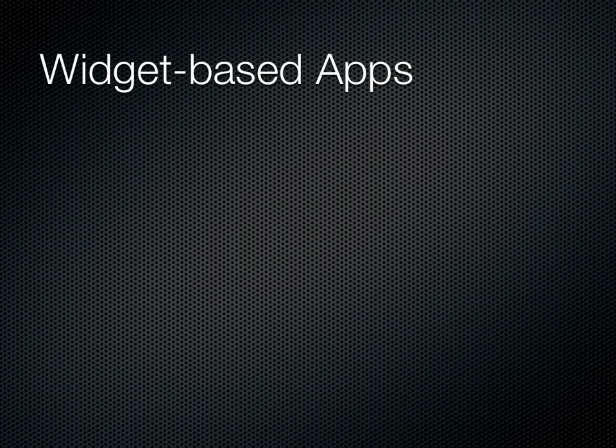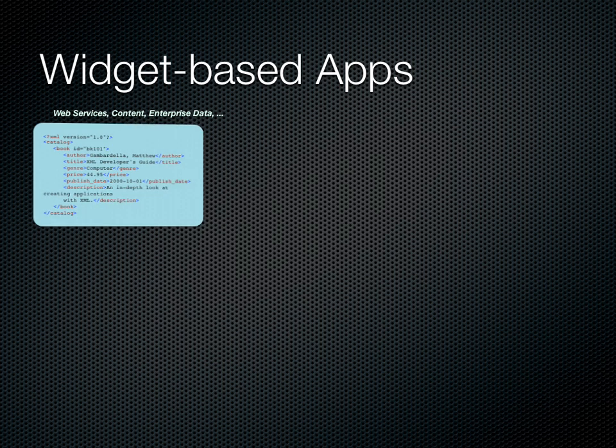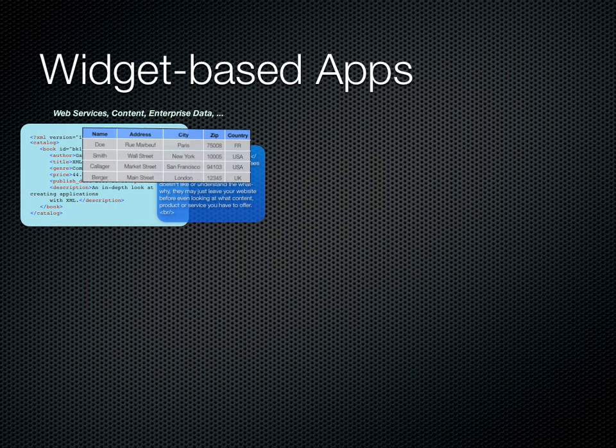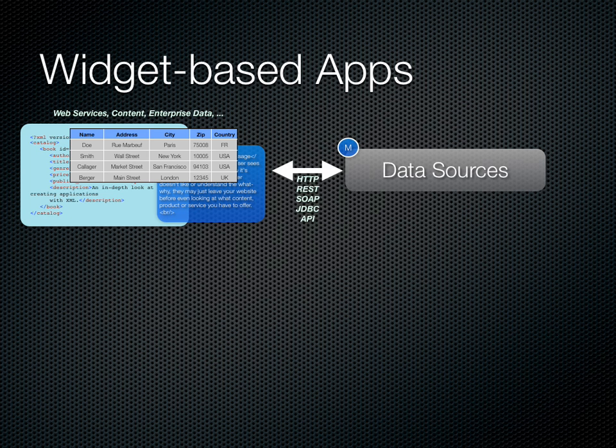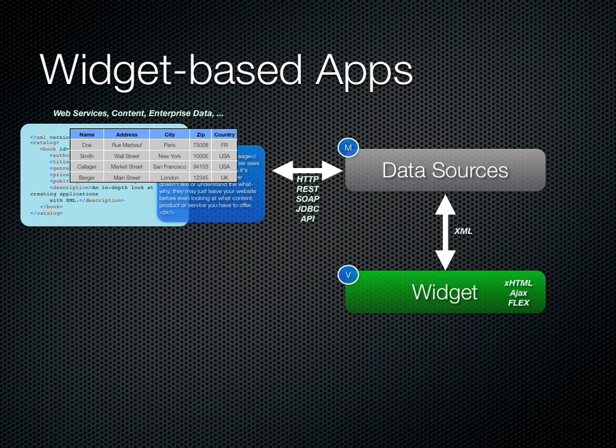So how does it work? DreamFace helps you to quickly build widget-based applications. Process and transaction layers will provide information such as web services, results, content, or enterprise data. This information will be consumed by DreamFace data sources and passed to a widget in XML format, which is the native format that a widget can consume.